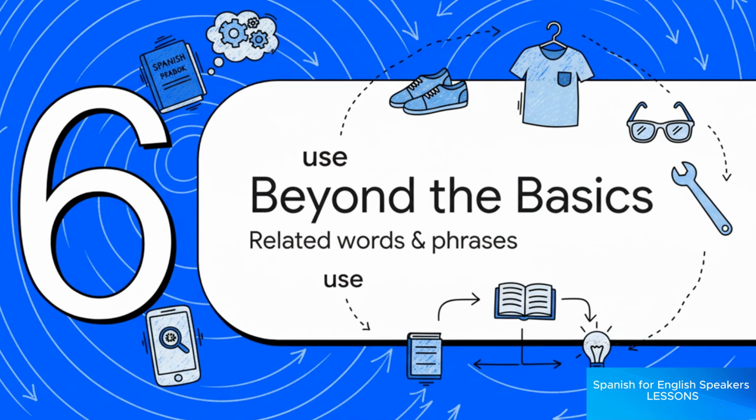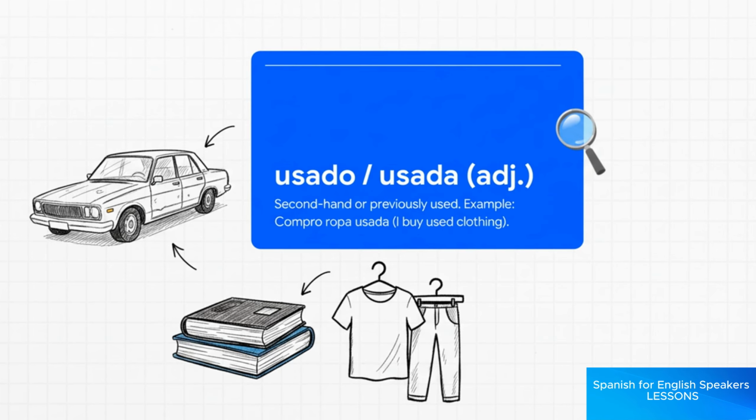Okay, you have totally mastered the main verbs. So now let's go a little beyond the basics and look at a few related words that are going to really lock in your understanding. Now this one is really practical. The adjective form usado or usada is what you'll use to describe anything that isn't brand new. So think a used car, un coche usado, or secondhand clothes, ropa usada.